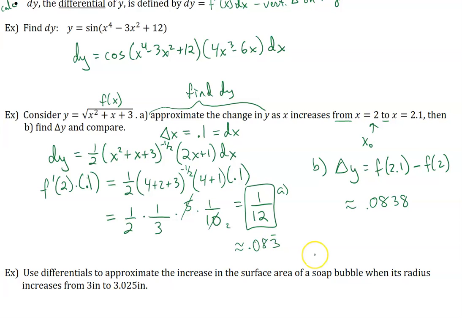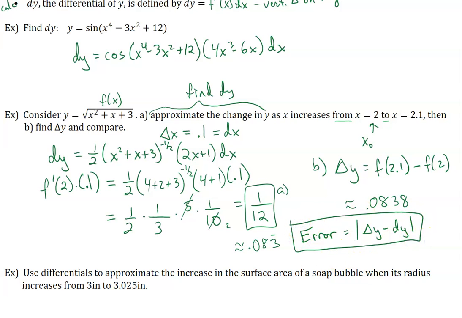Okay. Now, if a question asks you to find the error, then you need to subtract these two, but then always give the positive number. So error is equal to the absolute value of delta y minus dy. And again, it doesn't matter what order we subtract because we're going to have a positive anyway. So in this case, here, this is important.